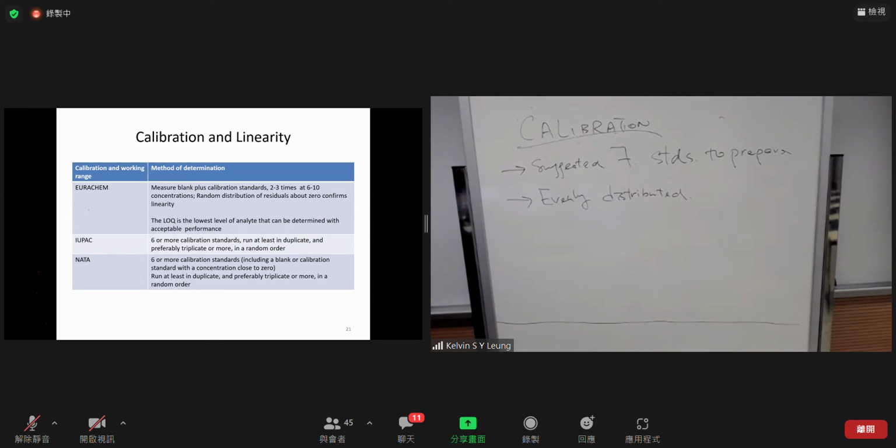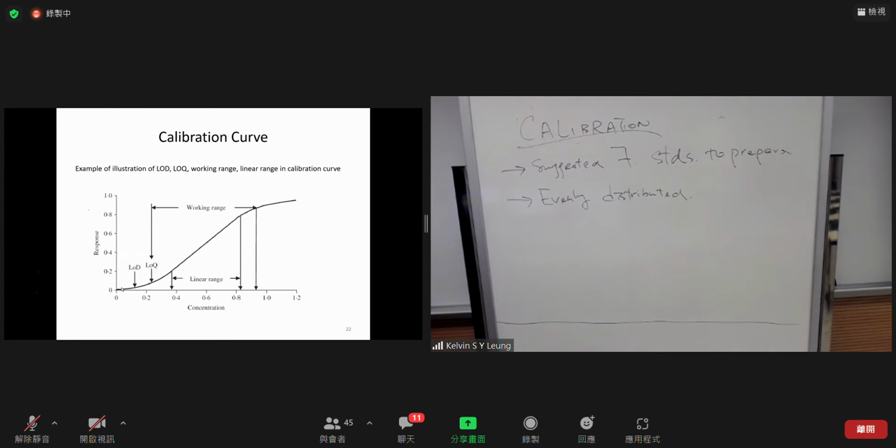For the calibration, let's say if you use HPLC, you need to inject your samples in duplicate, or preferably triplicate in NATA. For UV, you also need to measure the absorbance for that same solution twice or three times. So please check carefully what standard you have to follow.